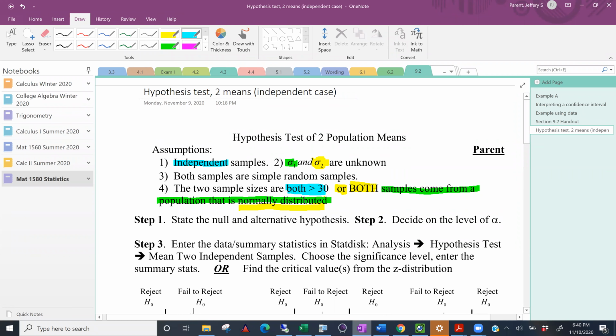All right, I mentioned that. One of these two is true, so one of them or both. You have sample sizes that are both greater than 30, or both samples come from a population that is normally distributed. Now, when we did section 8.4 for hypothesis tests regarding a population variance or population standard deviation, one of the assumptions that was very strict is that you had to have a population that was normally distributed.